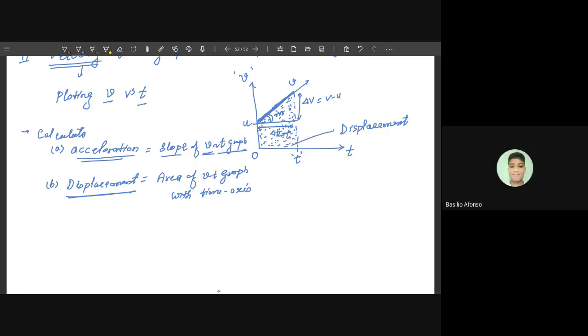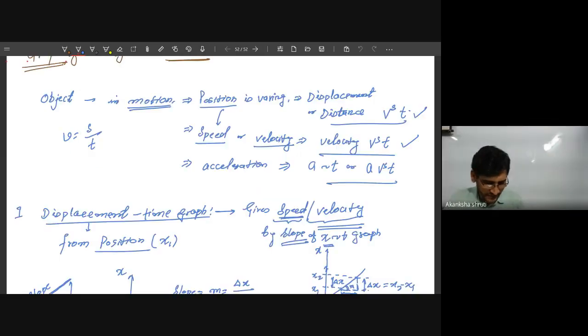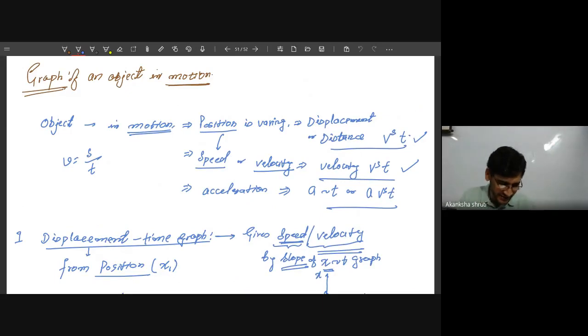Sir, can you explain the xt graph? The xt graph I had explained. No, I think you are asking because you have joined a bit late. And in previous classes, for nearly 1.5 hours, we have already discussed it. Okay, let me once again explain it. Students, today we have started with this thing.